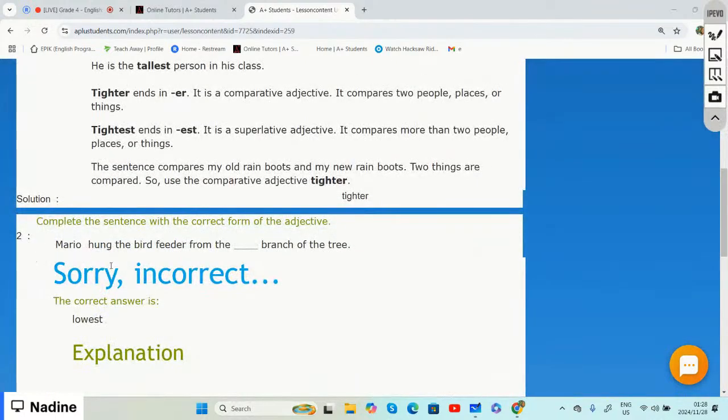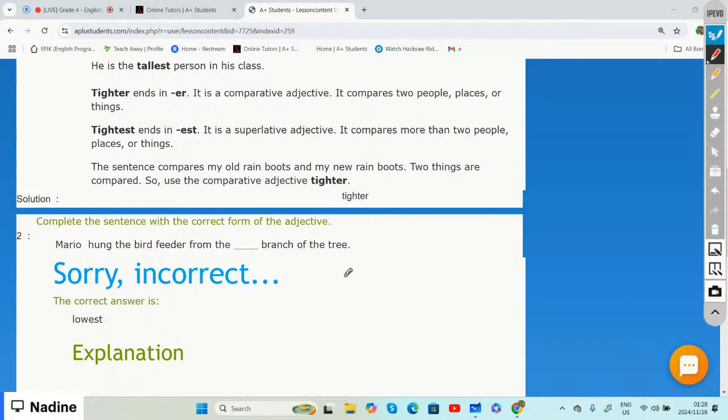All right. The next one says Mario hung the bird feeder from the. Do we say from the low branch of the tree, or do we say from the lowest branch of the tree, or do we say from the lower branch of the tree? Which one is correct? Low, lowest, or lower?